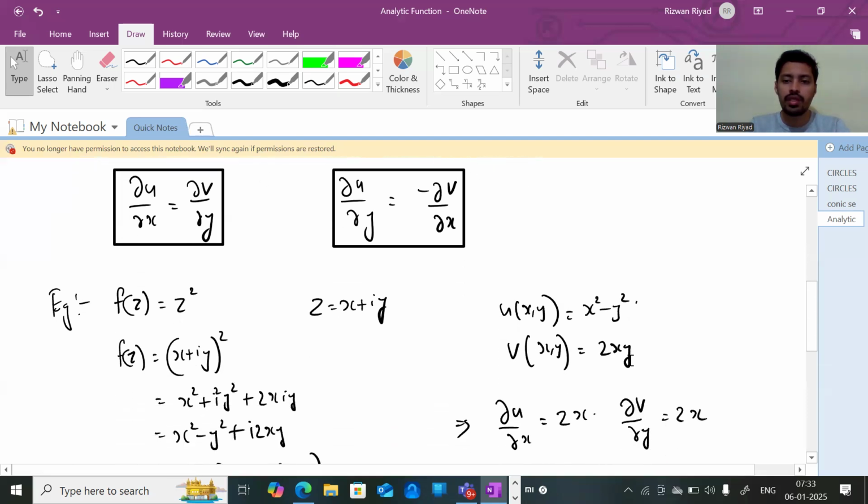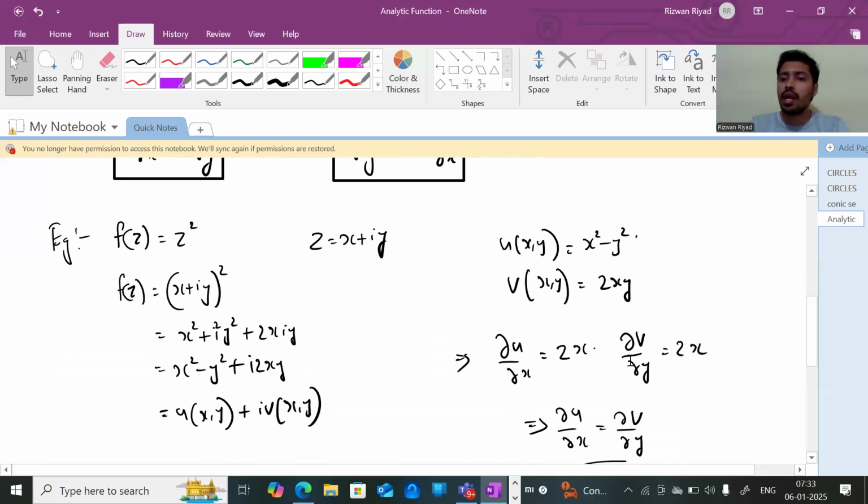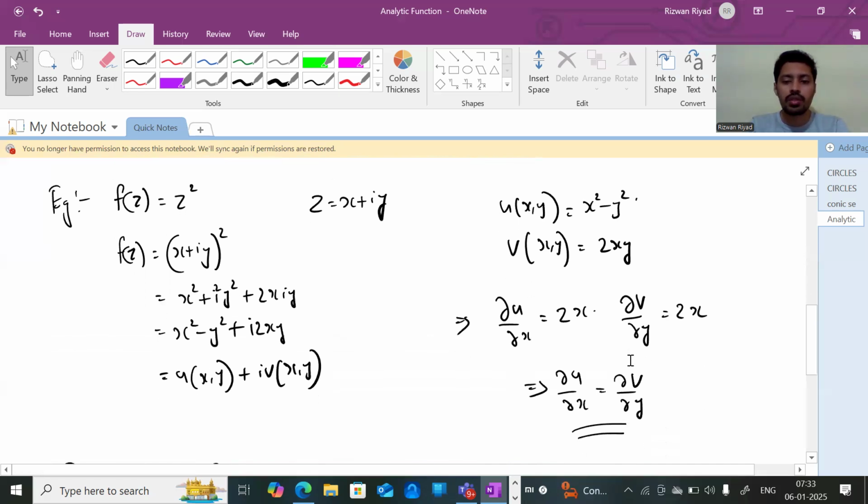Let's see how we can check whether a function is analytic or not using the Cauchy-Riemann equations. See here, we have the function f of z equal to z square, where z is x plus iy. Let's see whether this function is analytic or not. So f of z equal to z square means we can write it as x plus iy the whole square, because z equal to x plus iy.